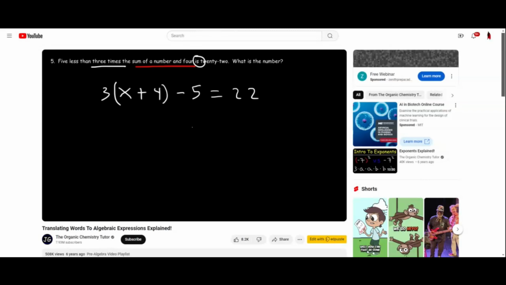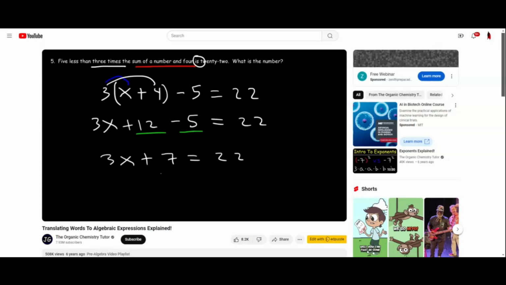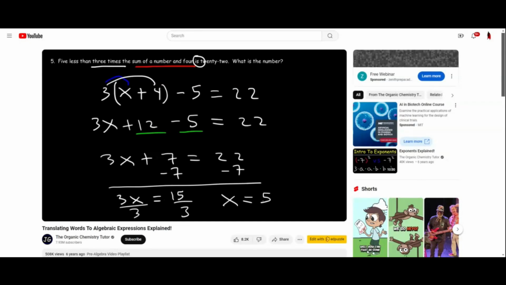Now let's begin by distributing the 3. 3 times x is 3x, and 3 times 4 is 12. Next, let's combine like terms. On the left side, we can combine 12 and negative 5. 12 minus 5 is positive 7. Now let's subtract both sides by 7. 22 minus 7 is 15. And if we divide both sides by 3, 15 divided by 3 is 5. And so that is the value of the missing number. x is equal to 5.